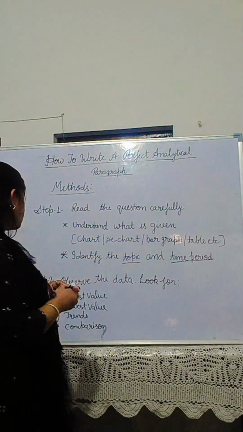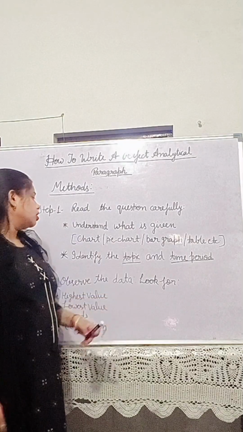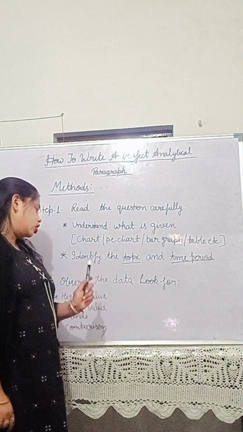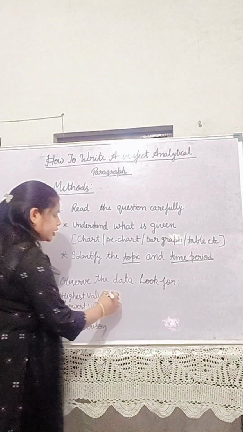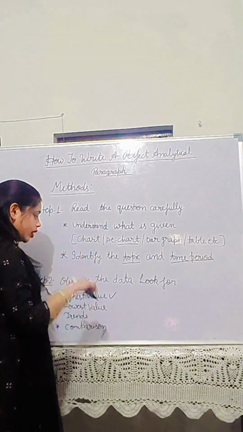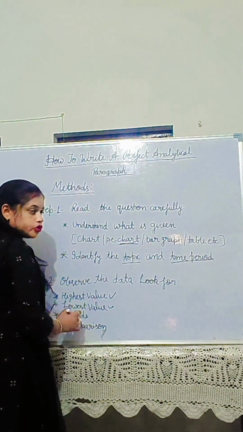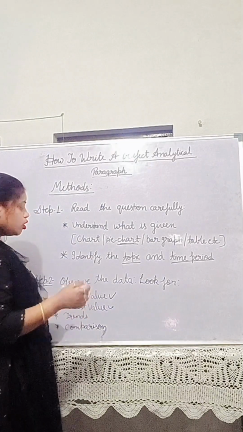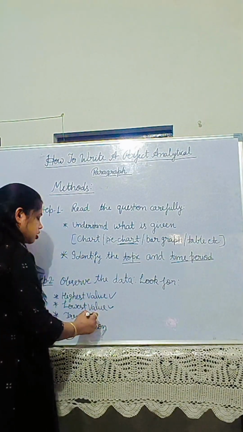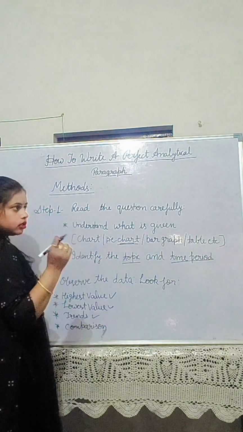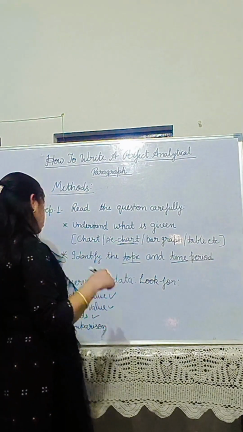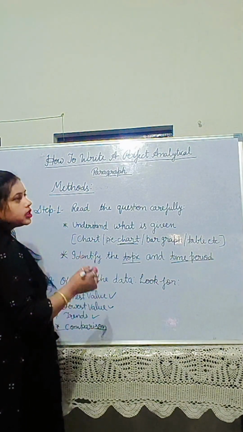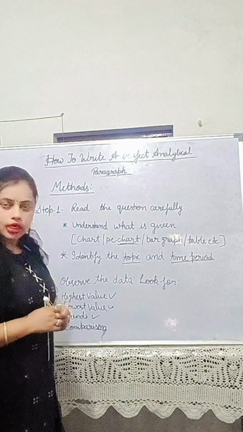You have to analyze what time period is given in the chart and what the topic of the chart is. Step 2, observe the data: look for the highest value, lowest value, trends and comparison. You have to identify the highest and lowest values of the chart. Trends means identifying where the value rises and where it falls. And if any comparison is given in the data, you have to analyze that.